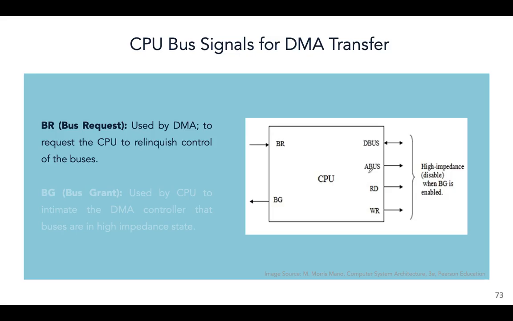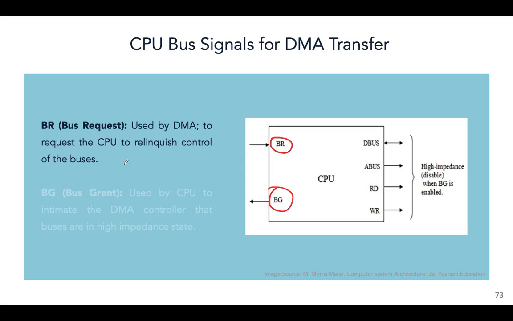Now let's talk about the CPU bus signals required for direct memory access transfer. So there are 2 main bus signals required, BR and BG. BR stands for bus request. It is used by the DMA to request the CPU to relinquish control of the buses.